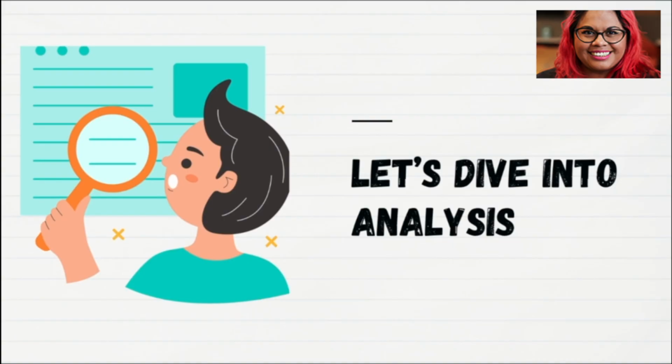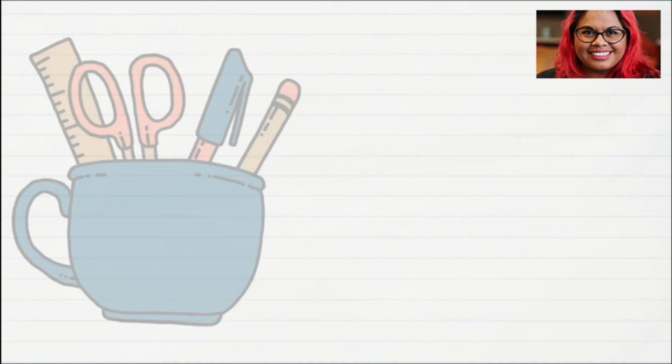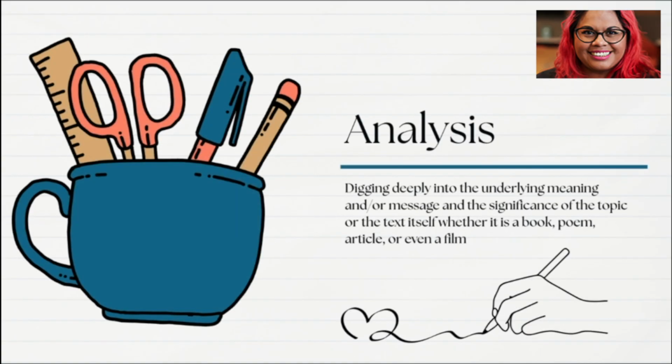Now, let's dive into analysis. While summary means just explaining the main points of any text, an analysis is the opportunity to dig deeply into the underlying meaning and/or message and the significance of the topic or the text itself, whether it's a book, poem, article, or even a film. Analysis will usually be your main objective when writing essays, specifically any type of analysis essay, but it is also used within research papers and argumentative essays.